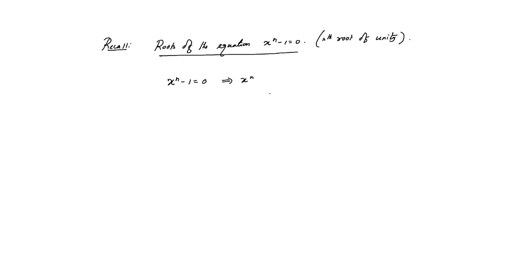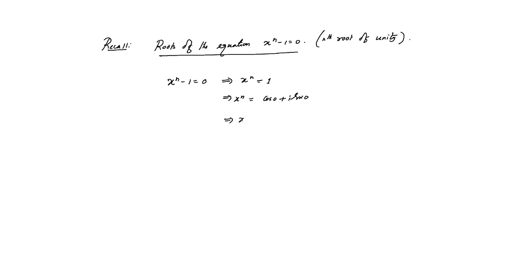So x to the power n equals 1. That means x to the power n equals cos 0 plus i sin 0. Because the degree of the equation is n, it has n roots and no more. That means the roots may be real or complex, but there are exactly n roots.